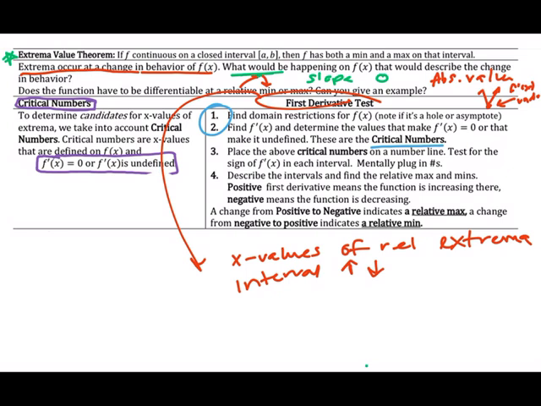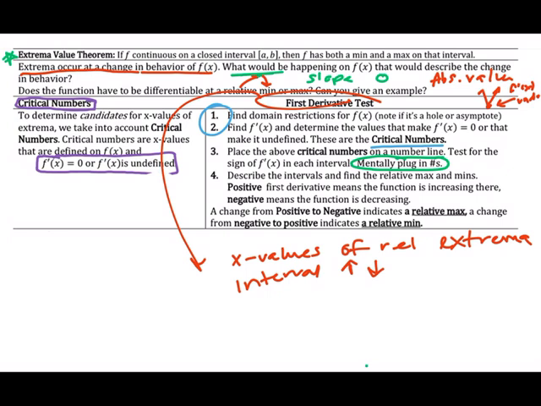What we're going to do with the critical numbers that we just found is we're going to place them on a number line, and we're going to mentally plug in values to create a sign chart. And I'm going to show you what I mean on those 2 examples that we just did in just a minute. So we're going to make a number line, and we're going to mentally plug in numbers above, below, and in between the critical values that we found.